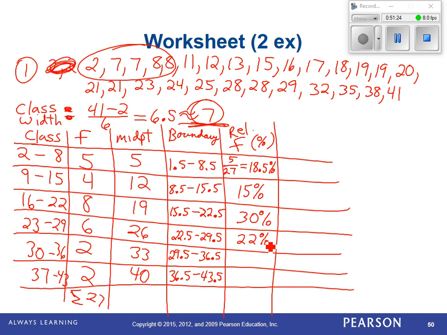What's 2 divided by 27? 0.074, so about 7%.